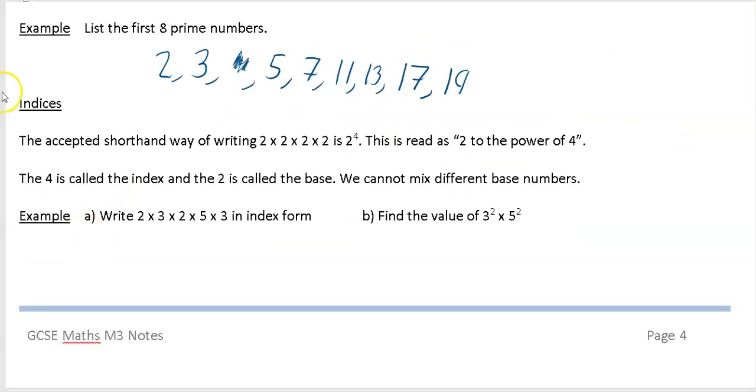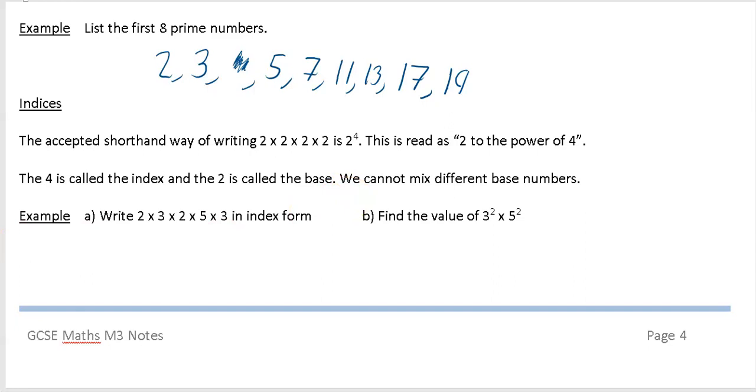Okay, this thing here is just about indices. We will see this in more detail later on in the year, but for the time being, we'll need this because we'll need this for what we're doing later on, prime factors. But it's just saying the shorthand way of writing 2 times 2 times 2 times 2 is 2 to the power of 4, you would read. That's because you have 2 multiplied by itself 4 times. The 4 is called the index or the power, and 2 is called the base, and we cannot mix different base numbers.